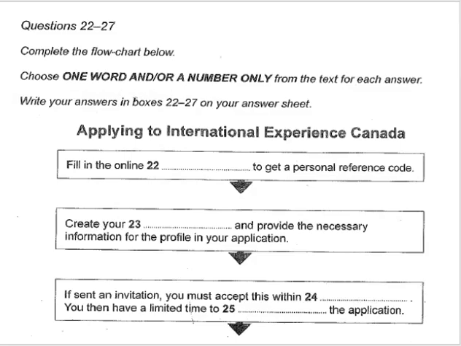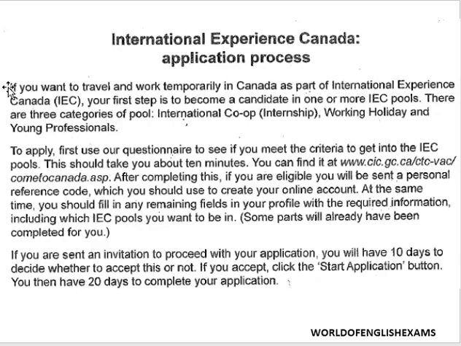You must accept this within dash. Now here comes the context of number. So you need to accept it within a set number of days. So that could be the answer. So let's see. You will have 10 days to decide whether to accept this or not. Then you have 20 days to complete your application. So what could be the answer for this? Let's go back. First, to accept it you will have 10 days, and to complete you will have 20 days.